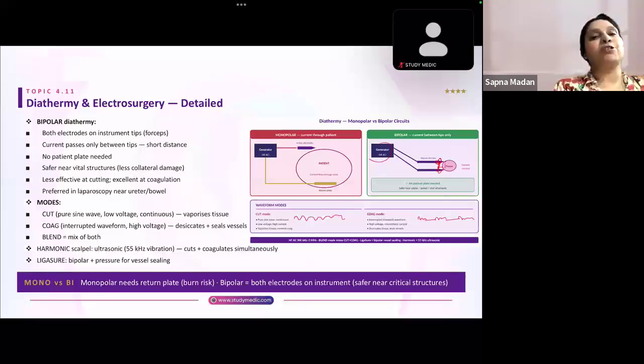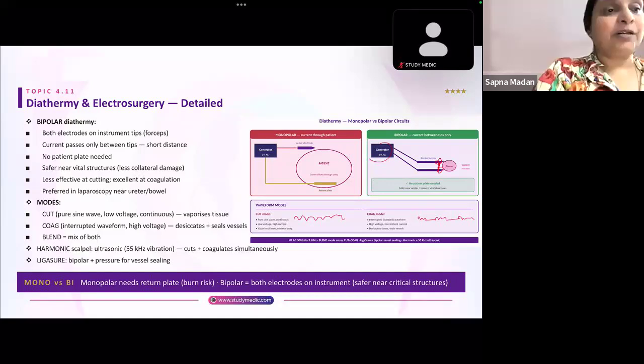And blend is a mix of both. Okay. Harmonic scalpel uses ultrasonic vibration of around 55 kilohertz, and it will cut and coagulate simultaneously. And there is something called Ligasure now. That is bipolar diathermy, and it will cause pressure and cause the vessels to seal.